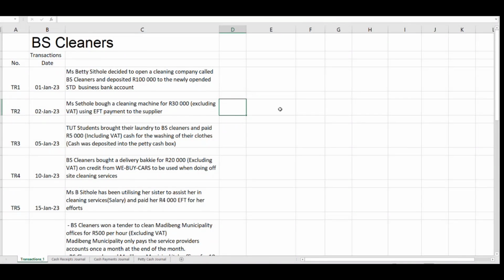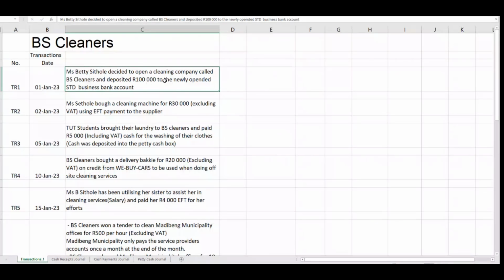Let me start with transaction number 1. It says Miss Betty Sitole decided to open a cleaning company called BS Cleaners and deposited 100,000 to the newly opened Standard Bank business account.